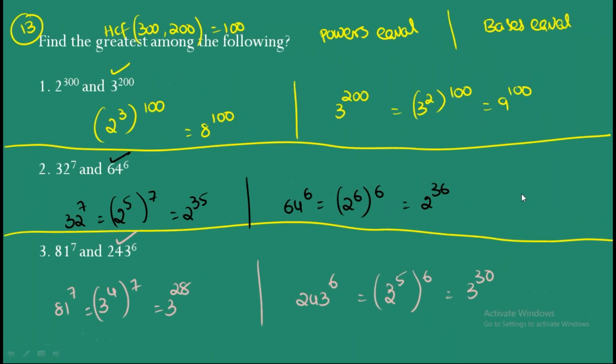Got it? So here we're just trying to maintain base equal or powers equal so that you can do the question easily. If you want to maintain powers equal, find the HCF of the powers. You maintain power equal, and the internal term can be found easily. With that you can decide which is greatest, which is smallest. Good.